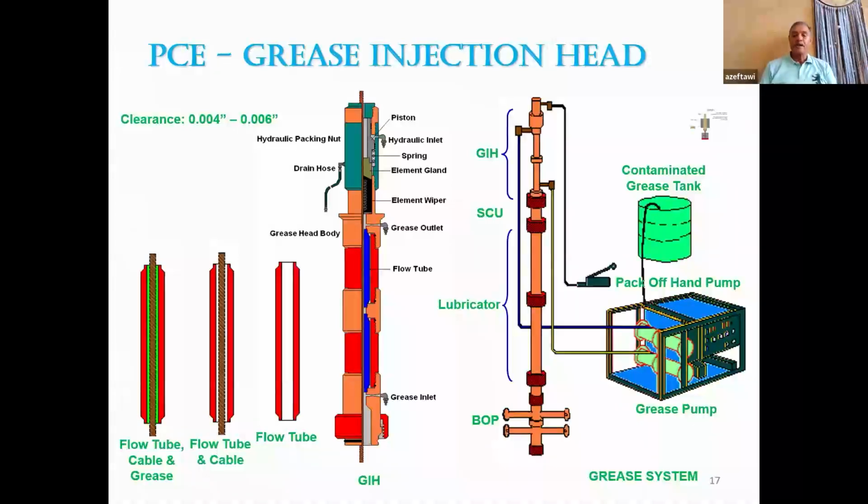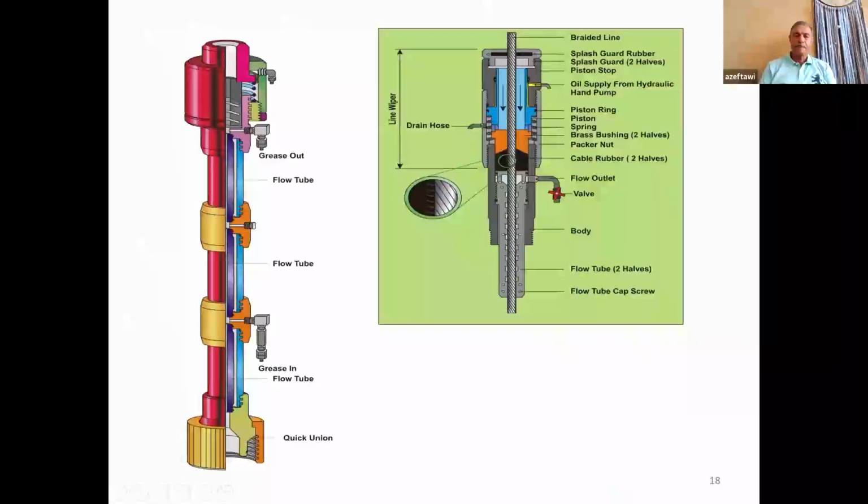And that's why, if you have a closer look at this flow tube design, this is a clearer picture, the bigger picture. If you notice here, this is the grease inlet, which is below. This is the grease outlet, which is above. How many flow tubes do we have here? One, two. But we have another one here below the grease inlet. This one, we put it below the grease inlet. It has a clearance less than 0.005 of an inch to minimize the loss of grease inside the well.